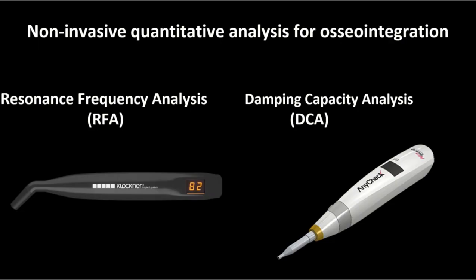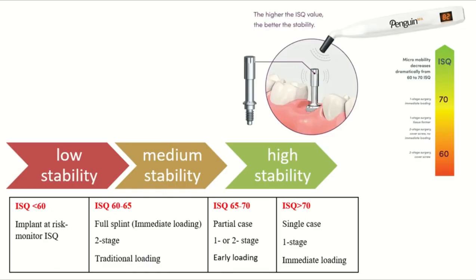Two reliable methods of checking implant stability are available now. The first one is resonance frequency analysis, like Penguin utilizing the Multipeg, or Osstell utilizing the SmartPeg. The second technique is damping capacity, like Anycheck device, which is directly utilized against the healing abutment. Here is the decision tree for selecting your loading protocol. Of course, for immediate loading, you should have above 65 for splinted full arch cases and above 70 for single cases. But you should have a Multipeg compatible with every implant platform.